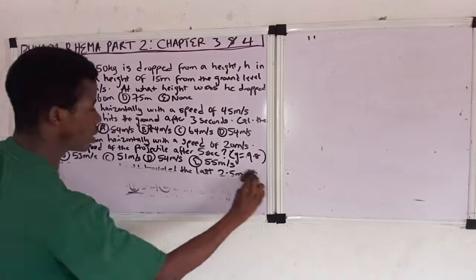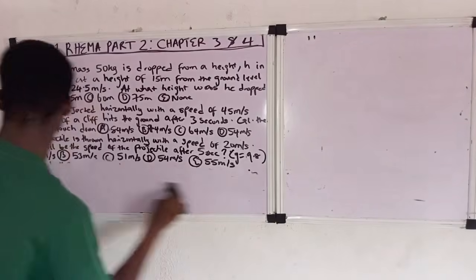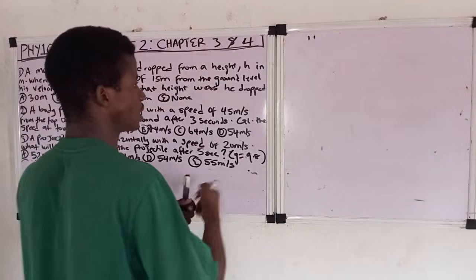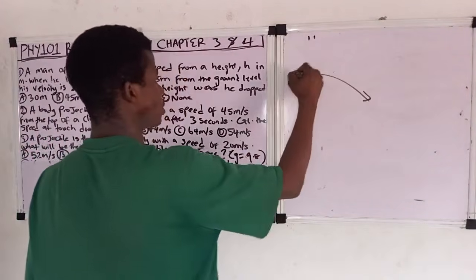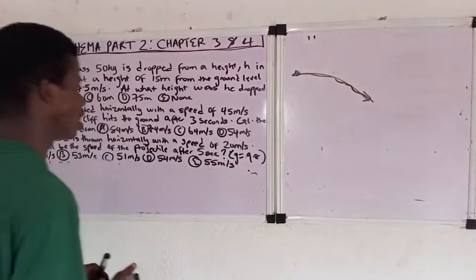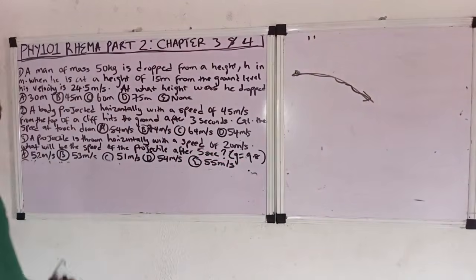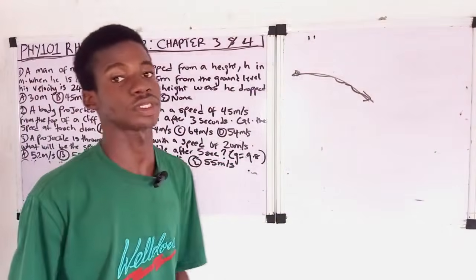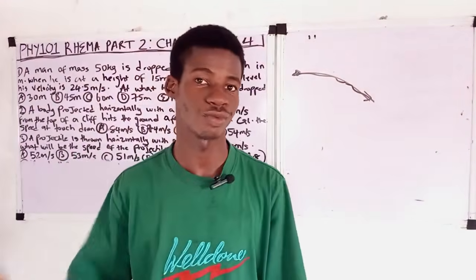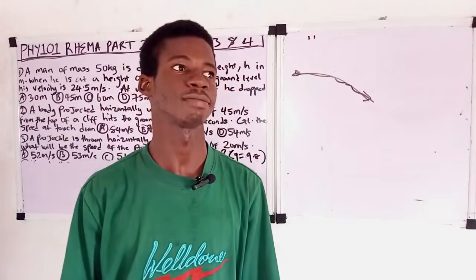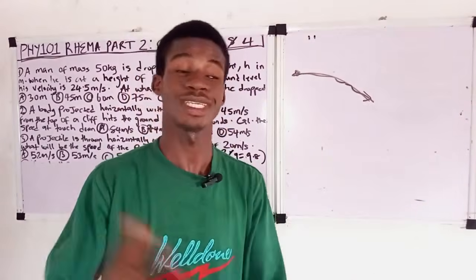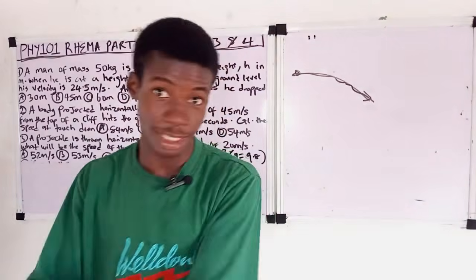Now they said a projectile is thrown horizontally. Okay, let's say this is a projectile. The projectile was thrown horizontally with a speed of 20 meters per second. What will be the speed of the projectile after 5 seconds? Now, this speed they are looking for is known as the final velocity. Speed and velocity, we use them interchangeably, though they are not exactly the same.